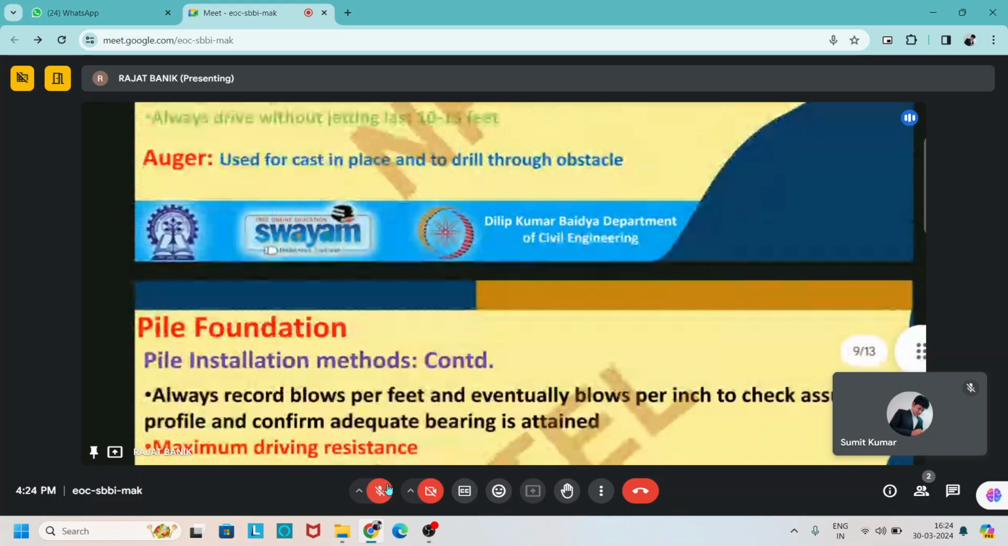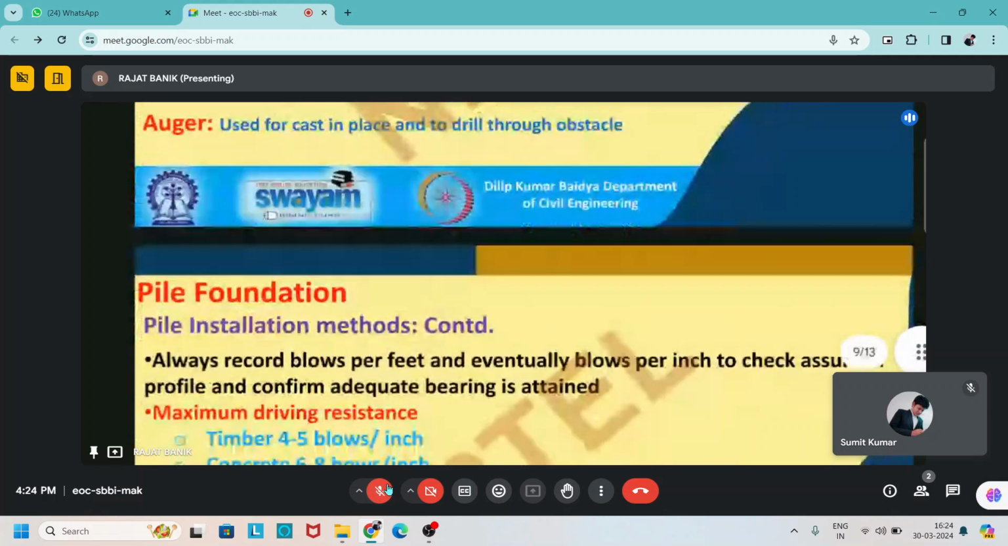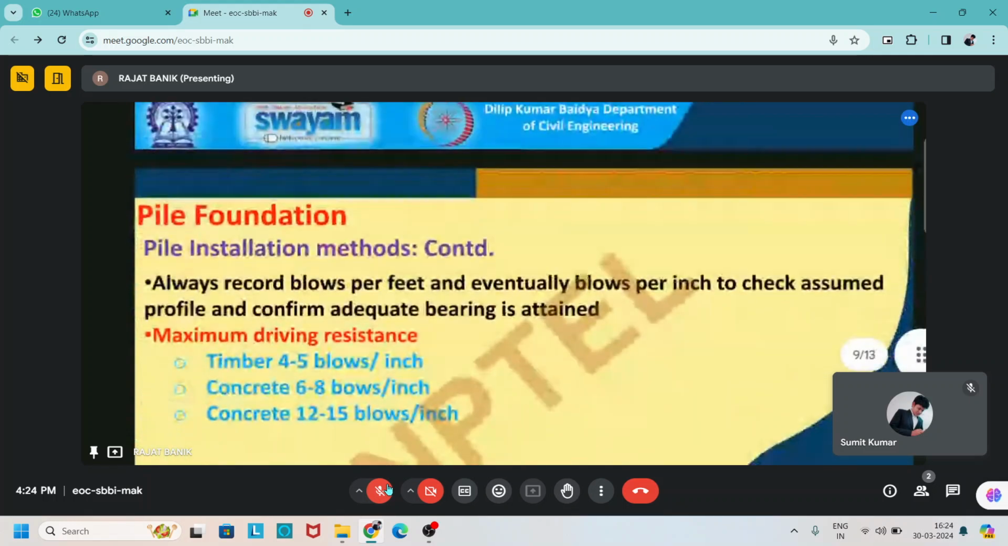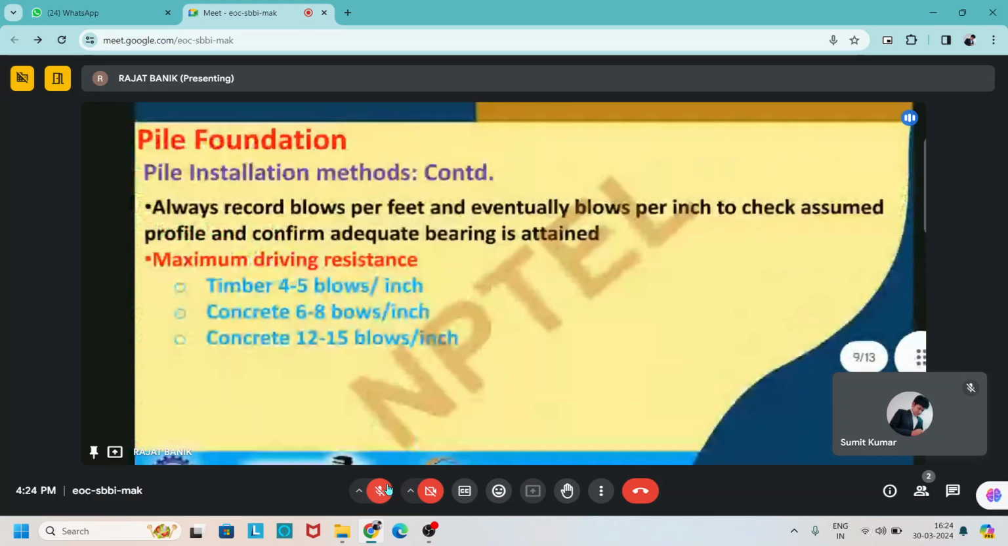Like that, there are other piles used for cast in place and to drill through obstacles. Now, maximum driving resistance for timber piles. If you drive timber piles, the maximum resistance should be 4 to 5 blows per inch. If you use concrete, then the resistance is 6 to 8 blows per inch. If you use steel, then the maximum blows is 12 to 15 blows per inch.